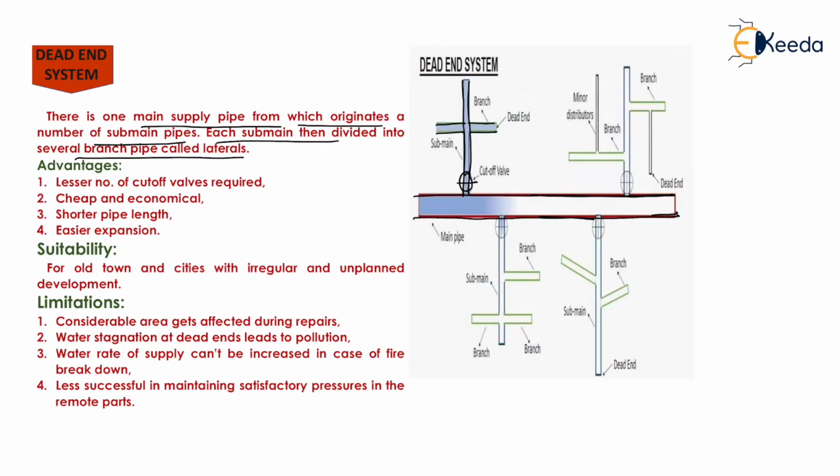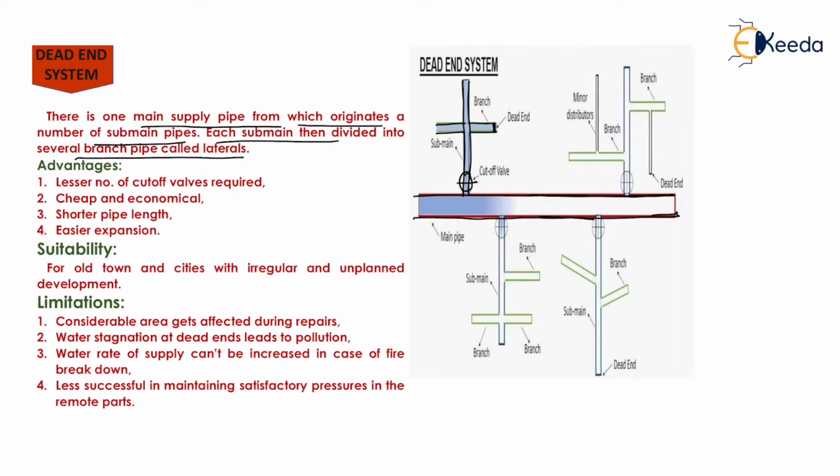Now one problem is there, that at the dead end of this system water stagnation will be a very difficult problem. It means that if water stagnates at that dead end, then it will create pollution of that water. That will be the disadvantage of the dead end system.